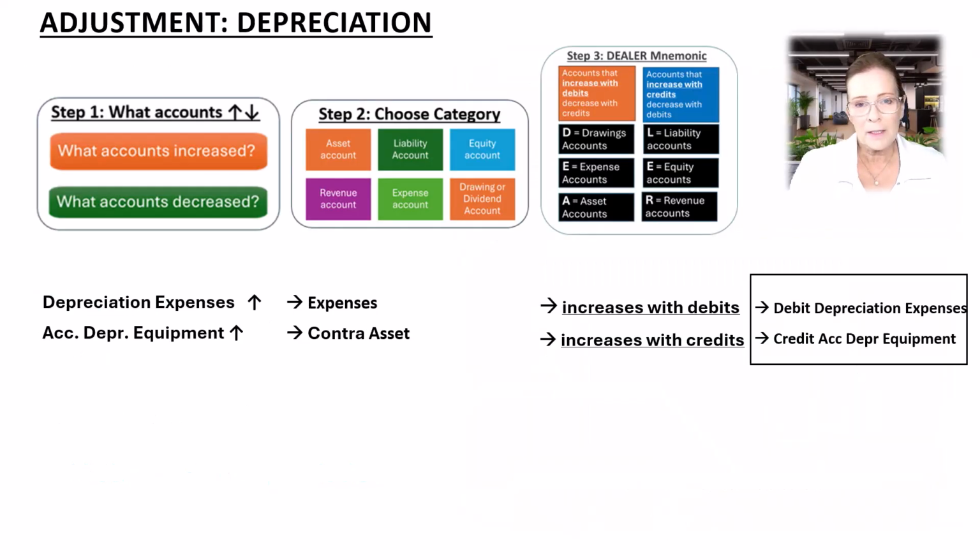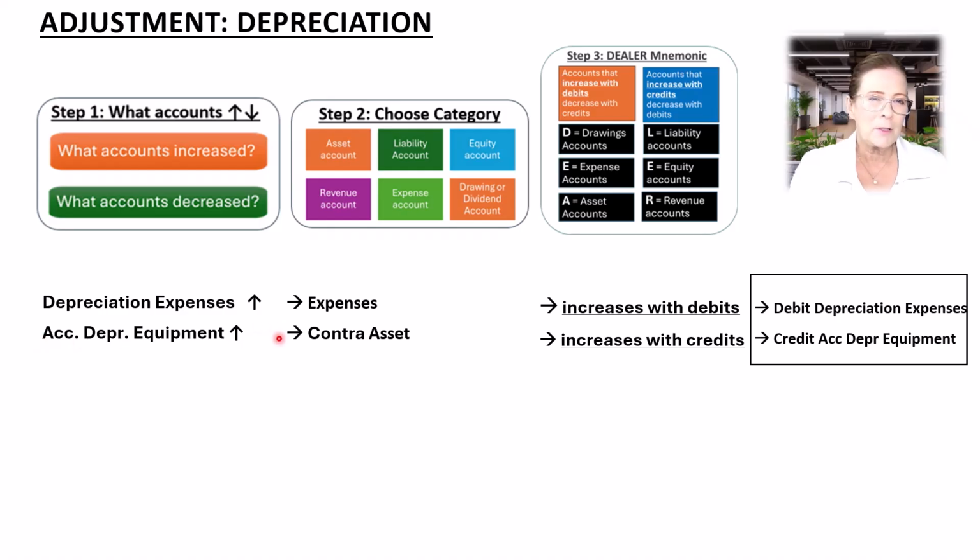To find the debit and credit for the depreciation, we analyze the transaction as we've done previously. We now have more depreciation expense, which is an account in the expense category, and expenses increase with debits. That means we have to debit depreciation expenses. The second part of our transaction is that we now have more accumulated depreciation, which is a contra asset account.